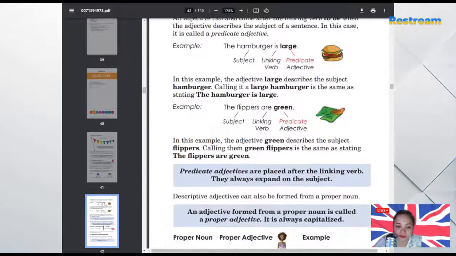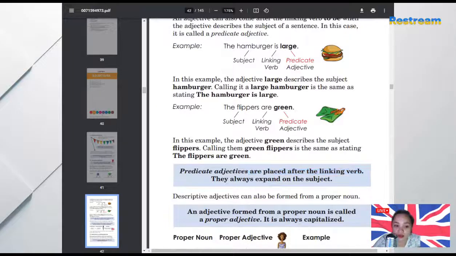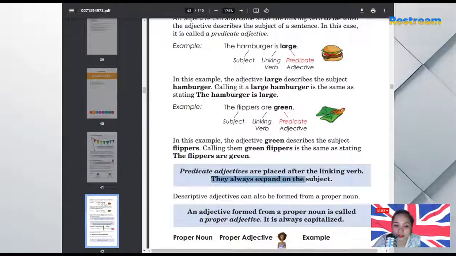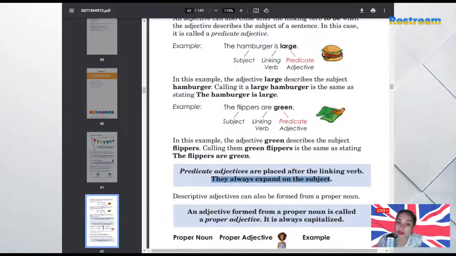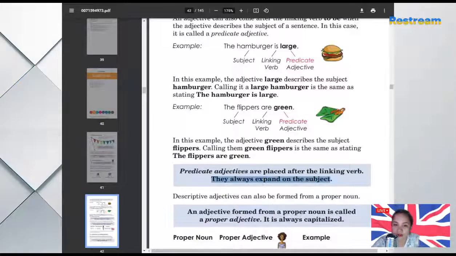It says here the meaning of a predicate adjective. This kind of adjective is placed after the linking verb and always expands on the subject. So this is true. Remember the use of the predicate adjective: the adjective comes right after the linking verb.